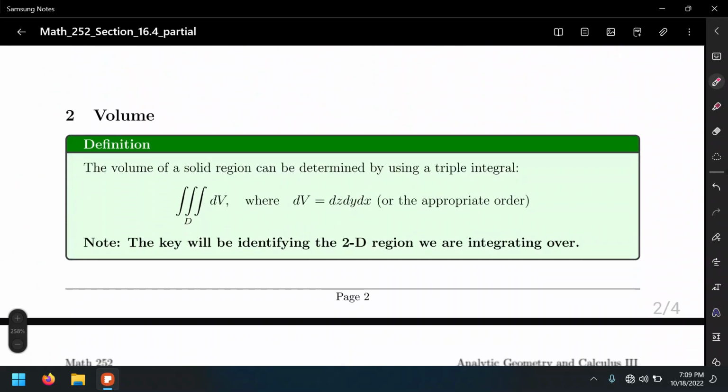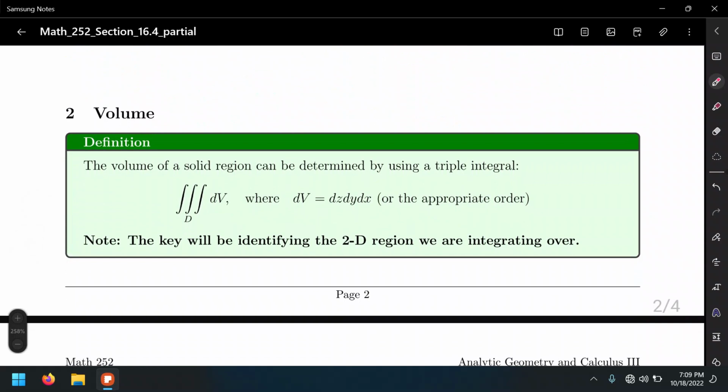One of the applications of triple integrals is to find volume. If we see a triple integral in a similar way that we did for the double integral, where the integrand is just a 1, notice this form doesn't have any f of x, y, z. It only has a 1. Well, that triple integral will describe volume.